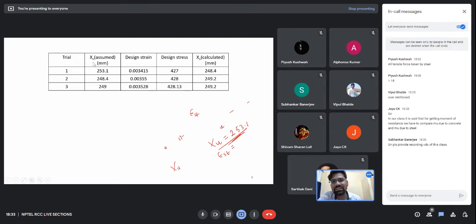So I can use this XU value as the actual depth of neutral axis, and the actual design stress in our steel is coming out to be 428.3. Okay, so when I substitute 428.3 for this XU value, I get the ultimate resisting moment.